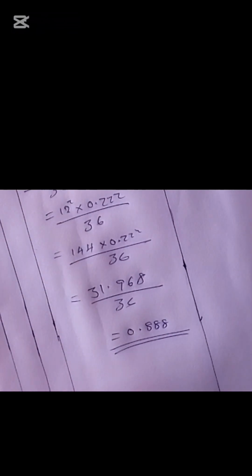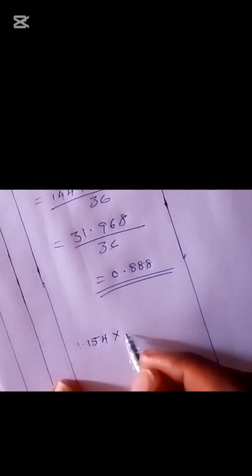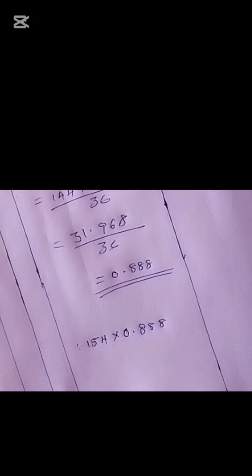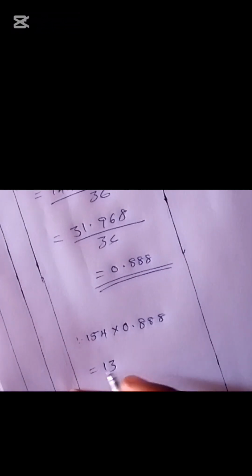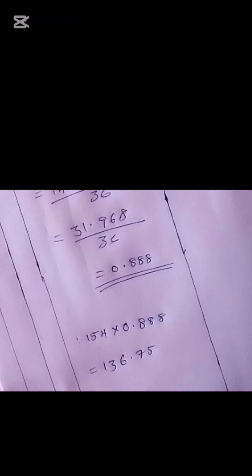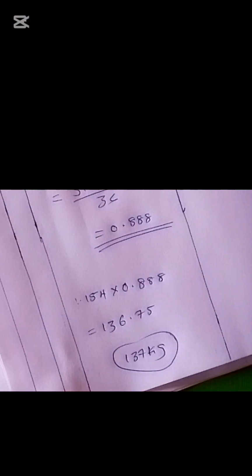Now we said the total length of the reinforcement is actually 154. Now multiplying it by 0.888. Let's see what we're going to have as our kg. Now we have 136.75. So approximately, that's going to give us 137 kg as the total weight of our reinforcement. So this is how to convert reinforcement from linear meter to kg.